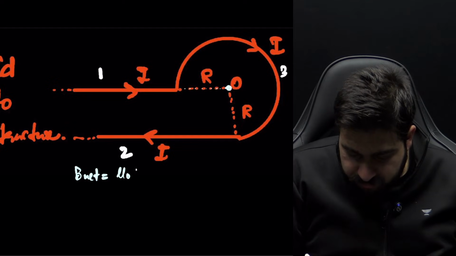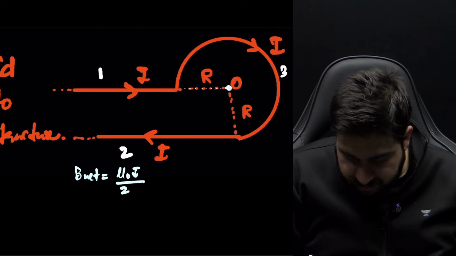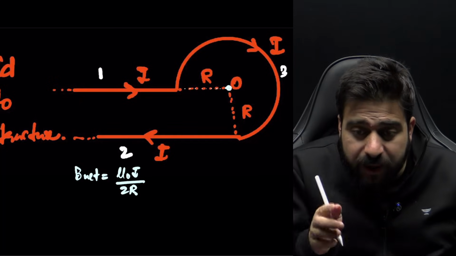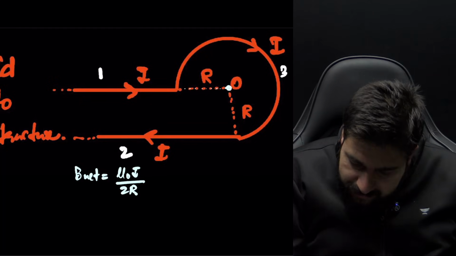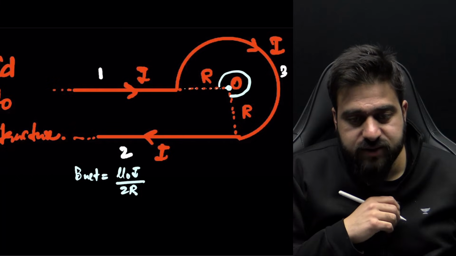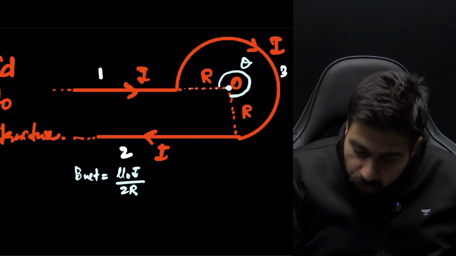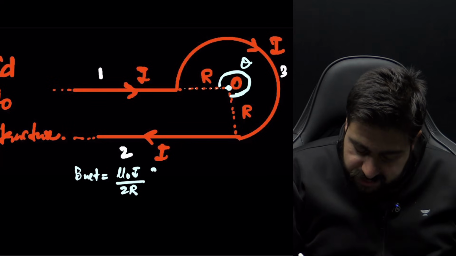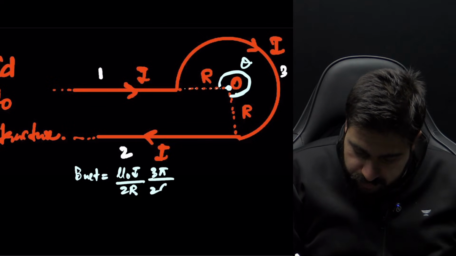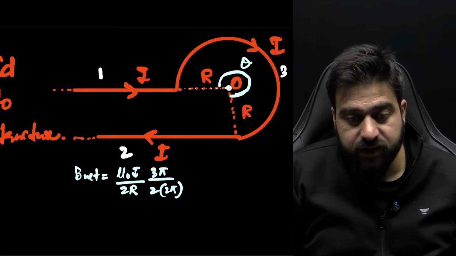So due to an arc, it will be mu naught I divided by 2r, theta by 2 pi. And theta means this angle. This is theta. Mu naught I by 2r, theta by 2 pi. And how much is this angle? 270, that is 3 pi by 2 into 2 pi. This is the magnetic field due to an arc.